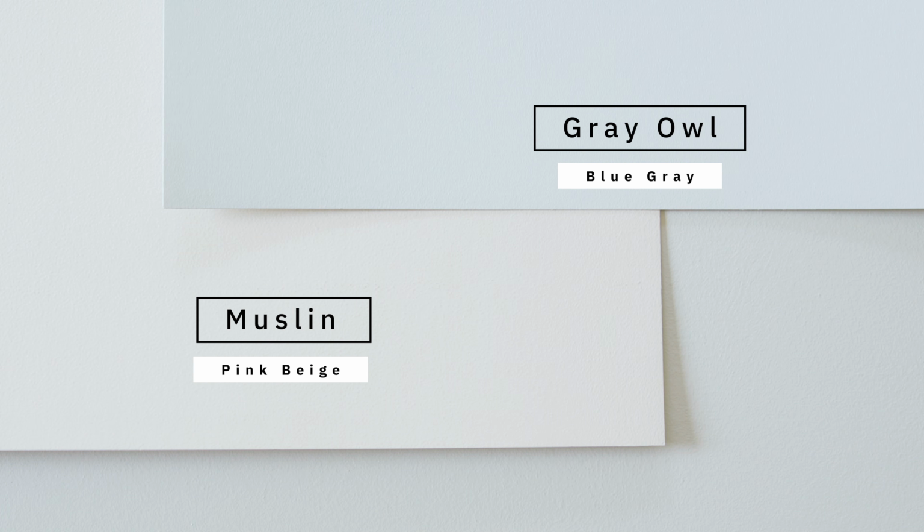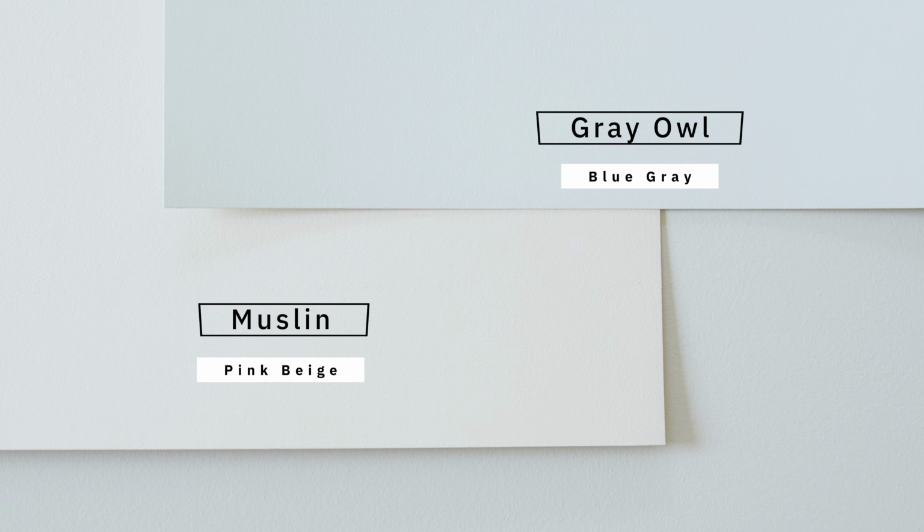Watch what happens when I compare this with Gray Owl by Benjamin Moore, which is considered a blue gray. You're going to instantly see, when I compare it with Muslin, that pink beige undertone. The next one I'm going to compare it to is called Maritime White. This is a really good example. Don't select a paint color by its name. Maritime White is not a white, it's a pink beige.